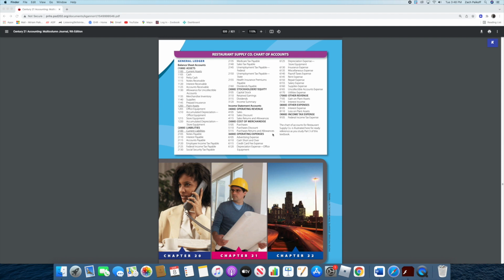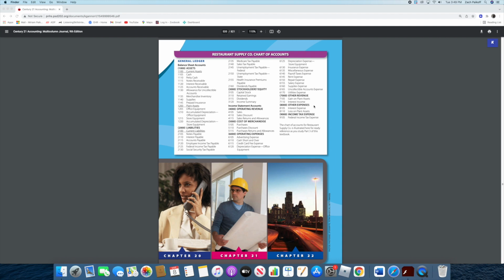All operating expense accounts will have 4-digit numbers beginning with 6. As you can see, we have all of the operating expense accounts that are listed right here, and also here as well. All other revenue accounts will have 4-digit numbers beginning with 7. As you can see, we have the other revenue accounts listed right here.